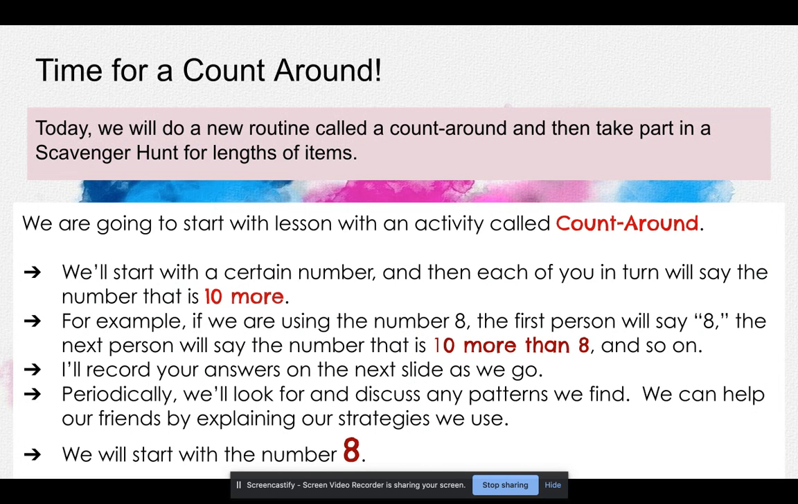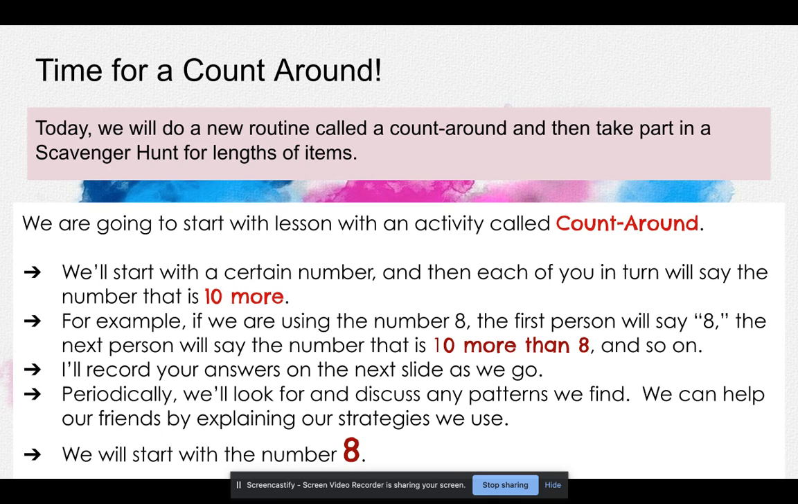All right, looking at our first activity, we're going to be doing a count around. Now this count around is normally done verbally, but today we're going to be doing it virtually. We're going to start with a certain number, and each of you in turn is going to say the number that is 10 more. For example, if I'm using the number 8, the first person will say 8. The next person will say the number that is 10 more than 8, and so on and so on. You're going to record your own answers on the next slide.